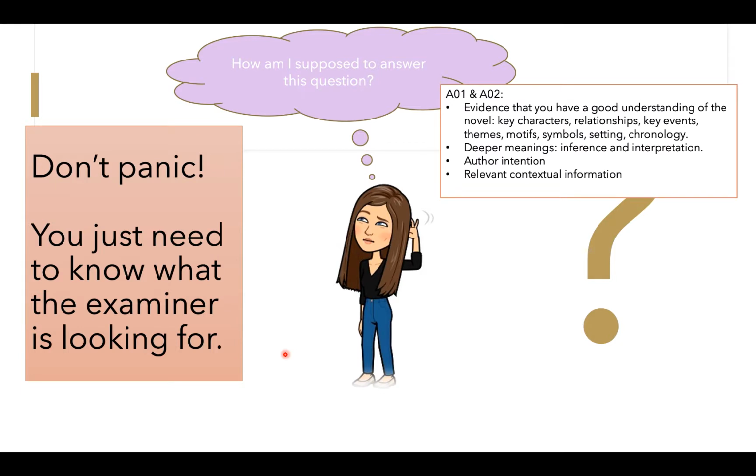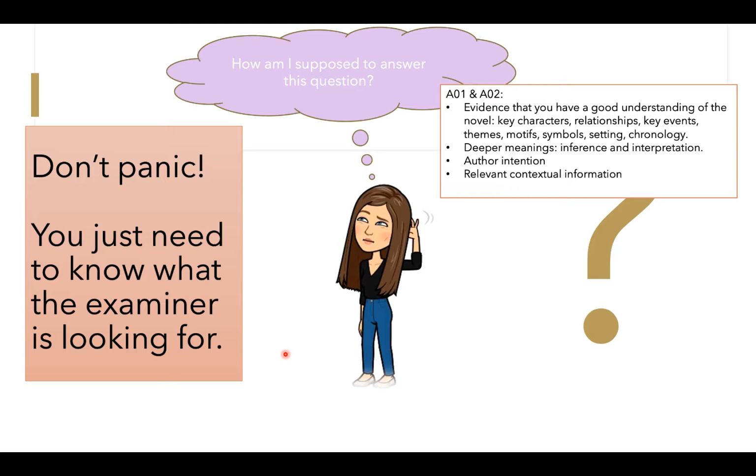So I'm just going to go through the assessment objectives, just so you're very, very clear on how you gain marks for this paper and what is expected from your answer. So to start with, your AO1 and your AO2, I'm just going to combine those together. You need to show evidence that you've got a good understanding of the novel, the key characters, the relationships, the key events, in terms of the authorial choices and style, themes, motifs, symbols, setting.